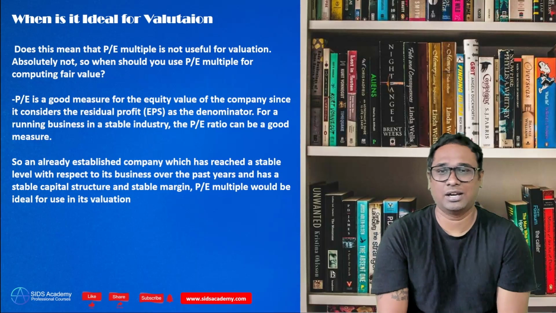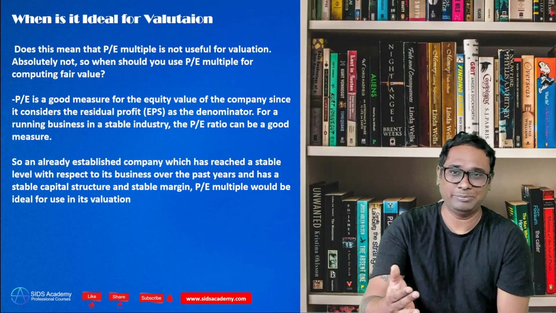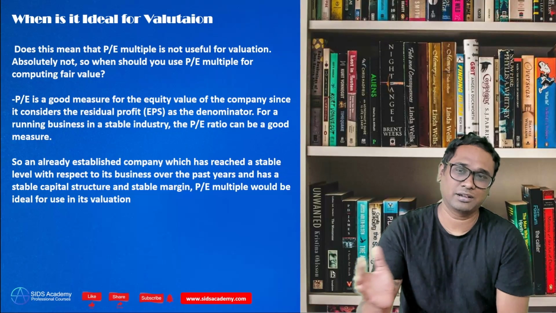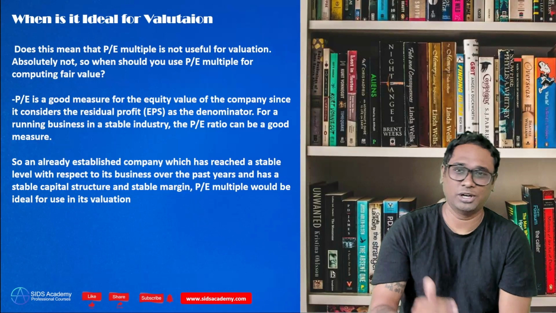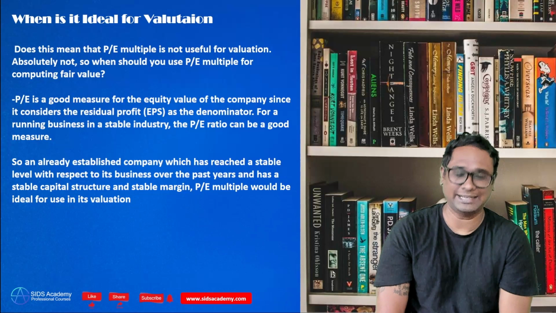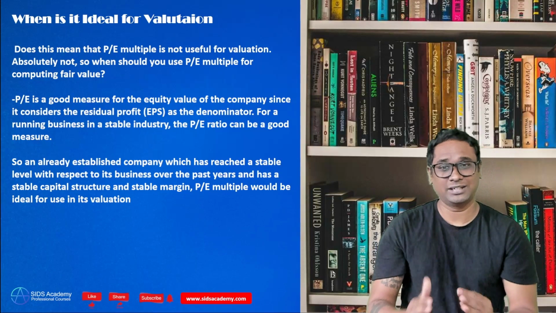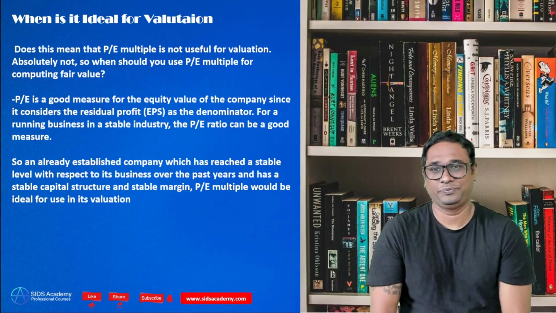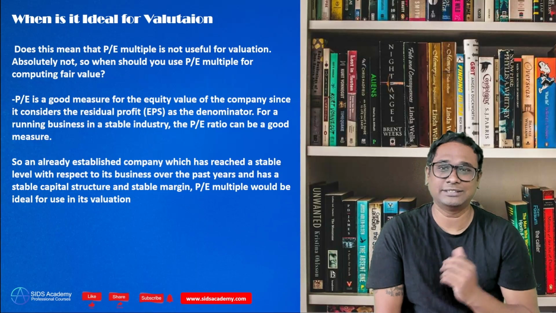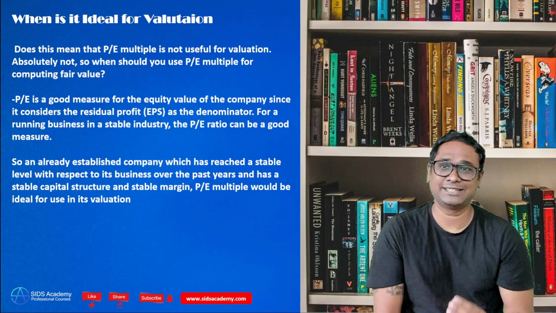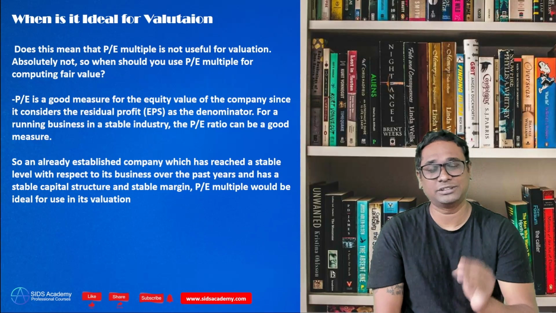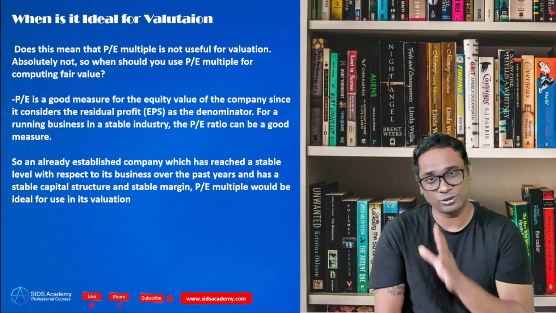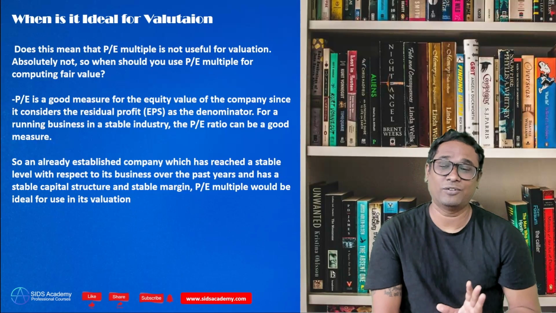This is because the EPS would be factoring in the same amount of capital structure from year to year, the same amount of tax structure also from year to year, if the operations of the company have been stable. So an already established company which has reached a stable level with respect to its business over the past years and has a stable capital structure and a stable margin, P multiple would be ideal for its valuation. So you can also use P multiple as a primary mode for valuation in such a company.